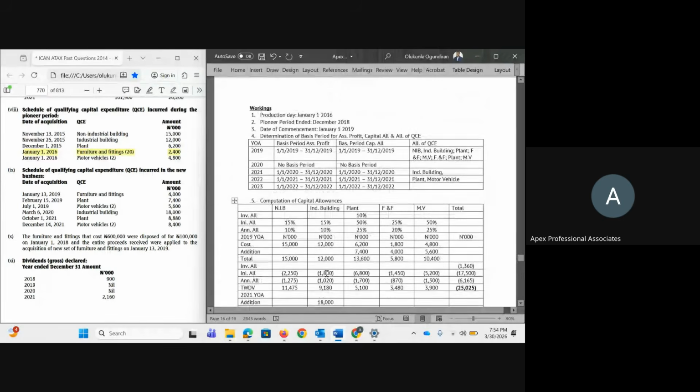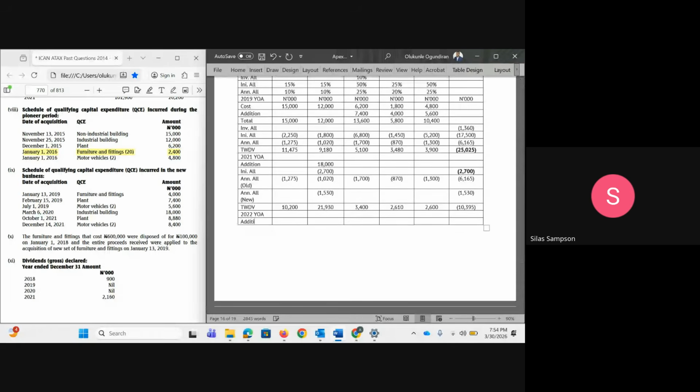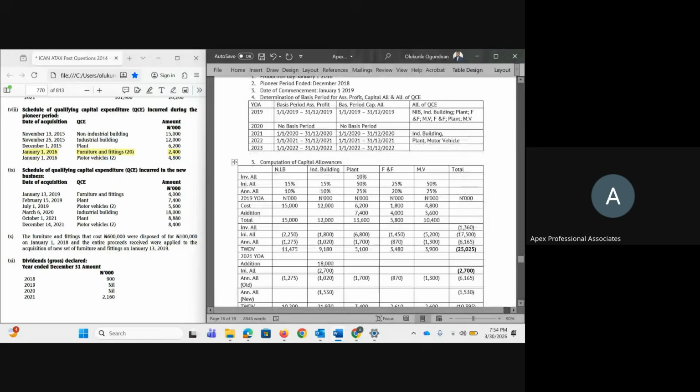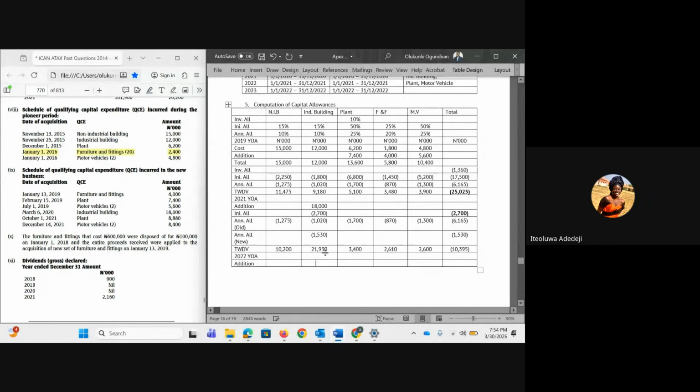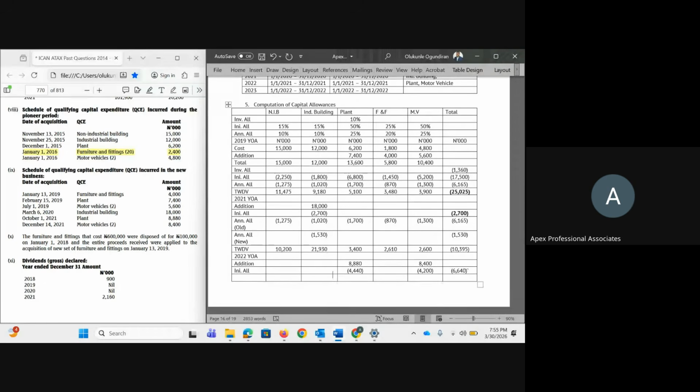Do you have any addition in 2022? Yes. What are the additional assets that we have? Plant and motor vehicle. Plant is how much? 8,880. Then the initial allowance on those assets. 4440. This should be 4,200. And this should be 6640. You will reconcile it later.